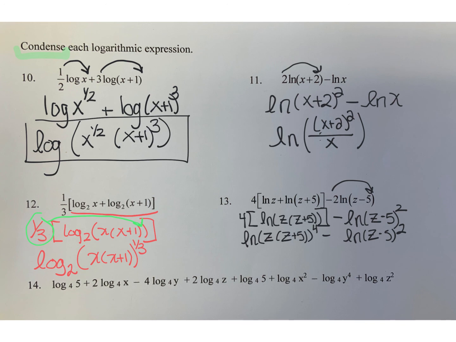Those are the same logs, but they're subtracting, so the last step is to condense this down. On top, it's z times z plus 5. That whole thing has to have parentheses because it's to the 4th power, over parentheses z minus 5 squared.